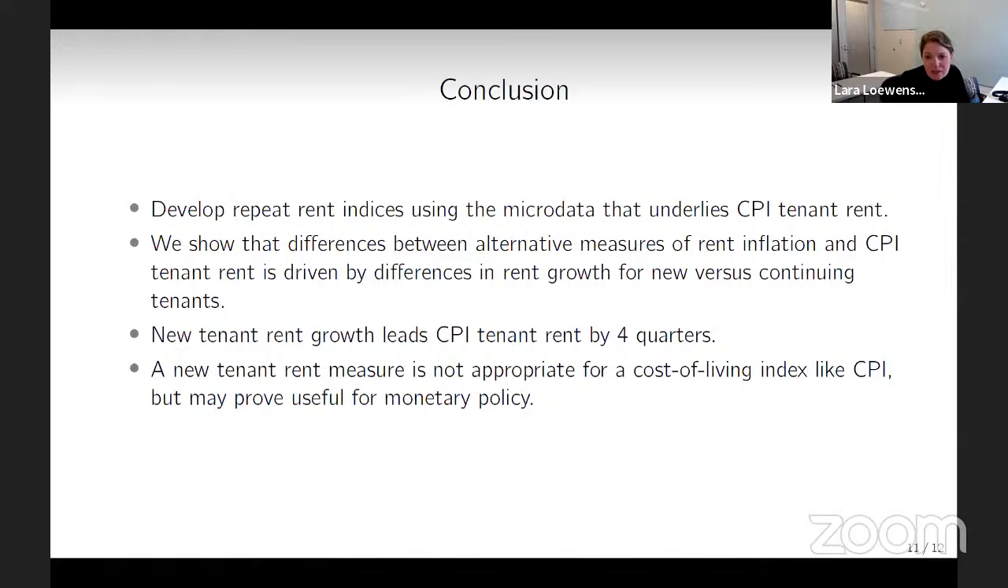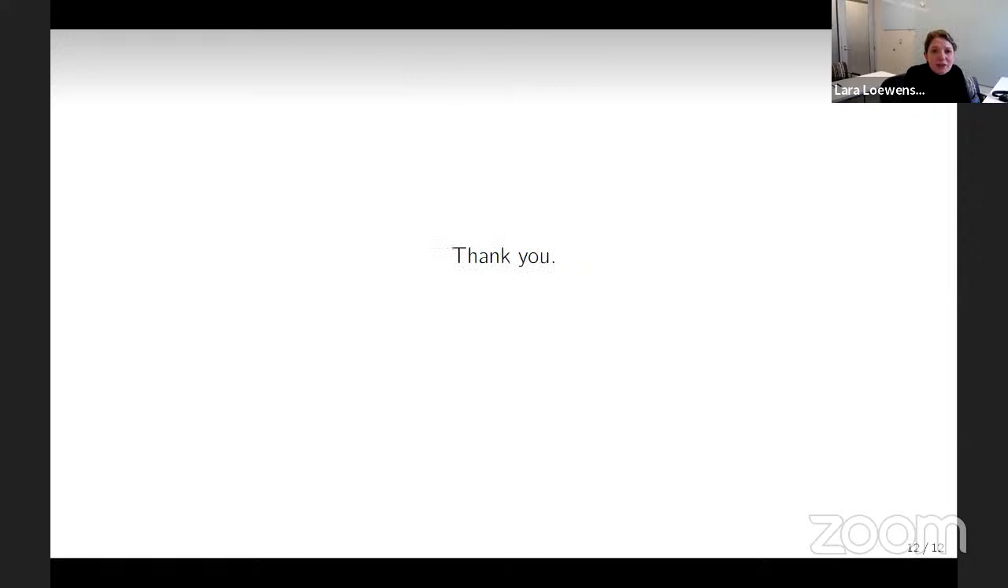However, because of this lead lag relationship between new tenant rent inflation and official CPI rent, it is very possible that looking into more detail into new tenant rent inflation may prove useful for monetary policy. So thank you. And that concludes my presentation for today.